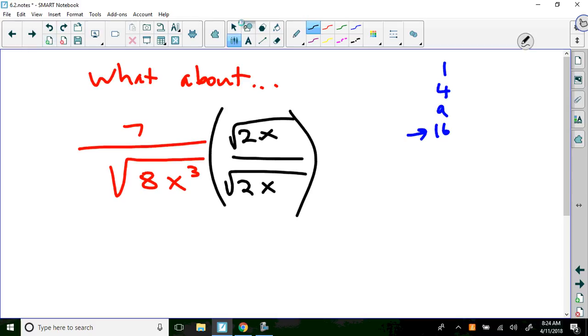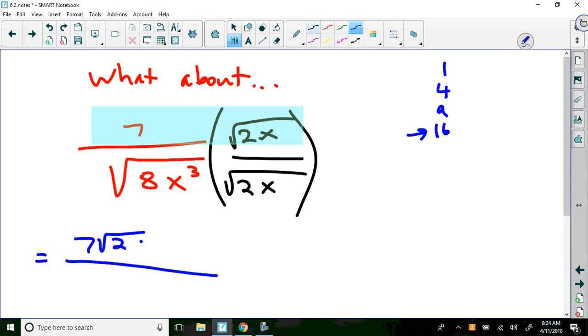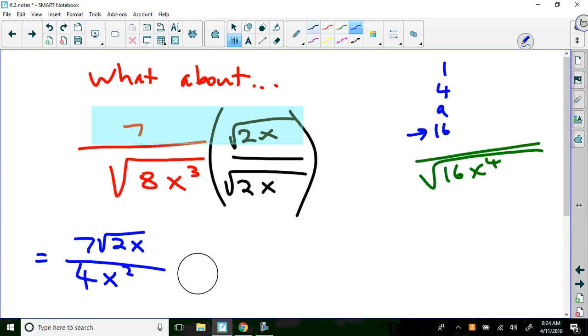So let's go ahead and look at it, because sometimes you just got to look at it. What's going to happen in our numerator? What's that going to be? 7 rad 2x. The denominator, if I think about it off to the side, is going to be the square root of 16x to the fourth, right? So what is the square root of 16? 4. And then the square root of x to the fourth is x squared. Good. And that's it. That's the kind of thing we're going to be doing with these. Okay? What do you think? Make a little bit of sense? Good.